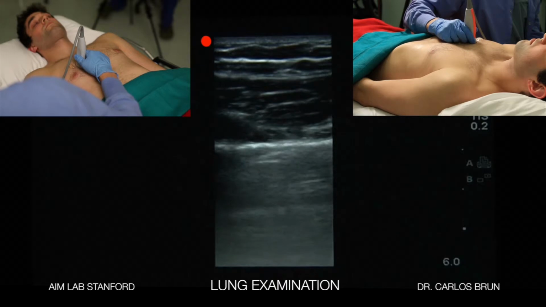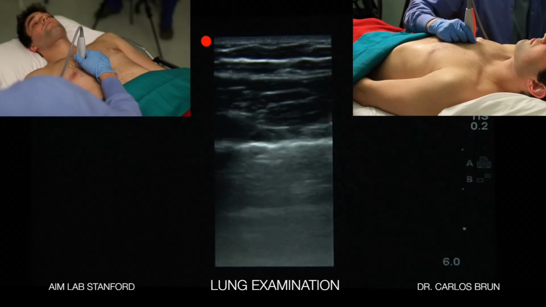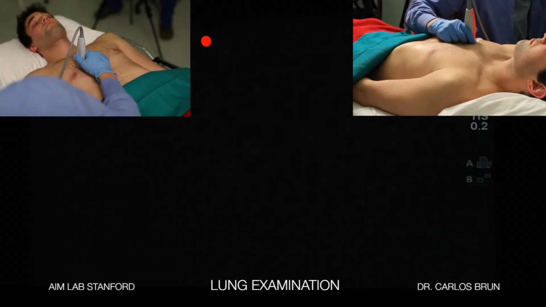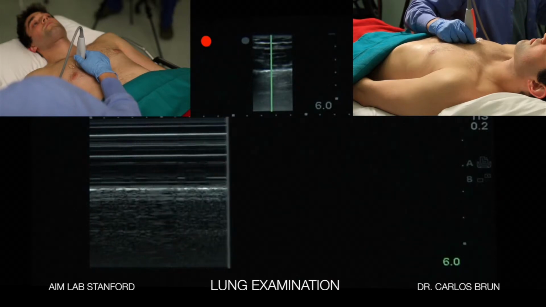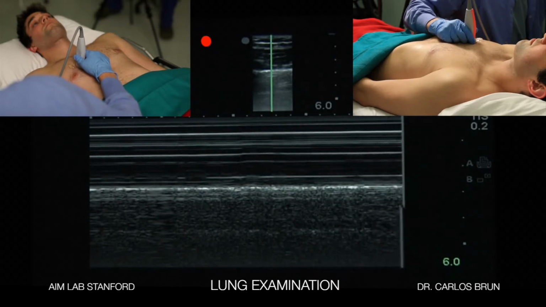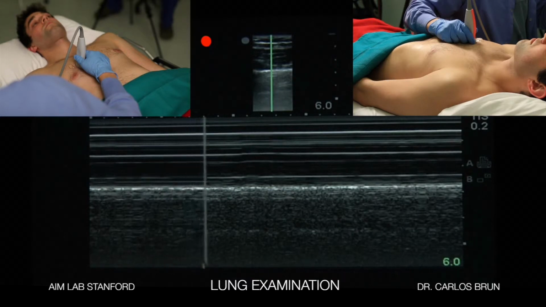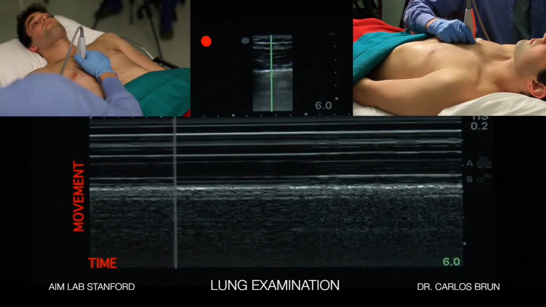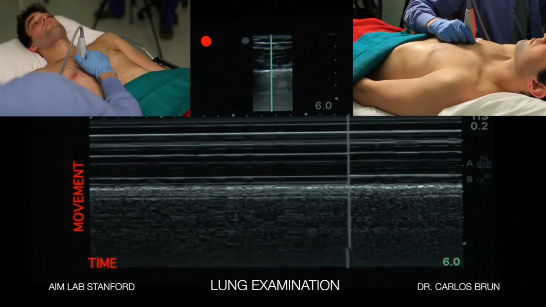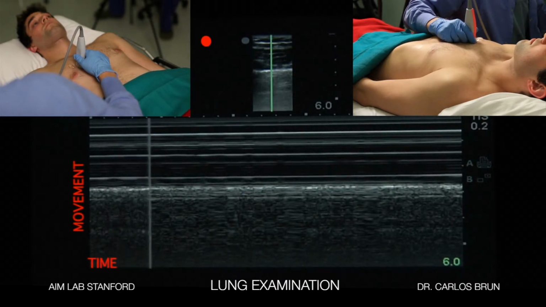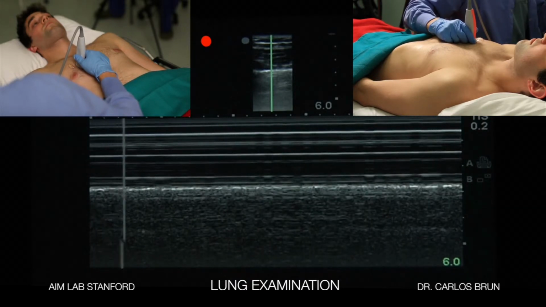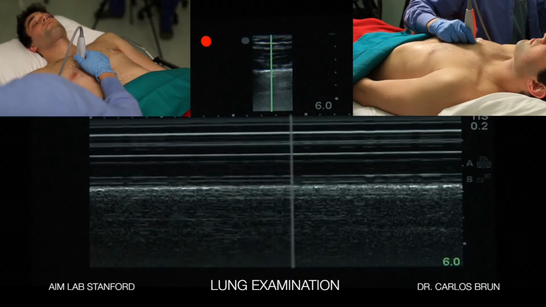Now, this is the one time where we might want to use the M mode or motion mode. What you do is you touch the button once, and you get a line guide, and you hit it again. And what this does, it's kind of an ice pick view through that one indicator line. It's going to give you time in the x-axis and movement on the y. And so it'll give you kind of time resolution, so very fine detail of moving structures over time. And what you can see here is a very specific sign, the seashore sign.